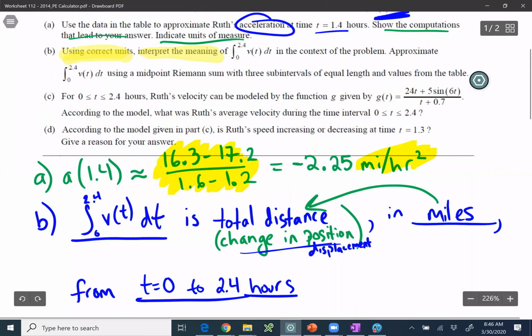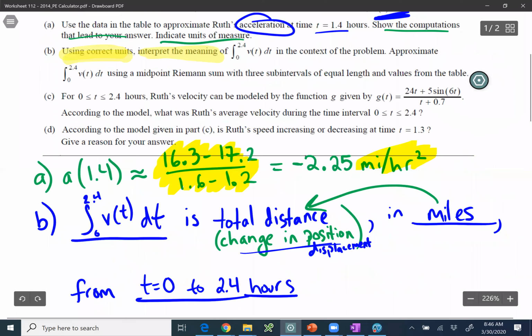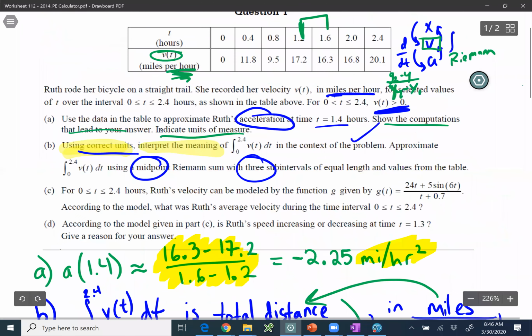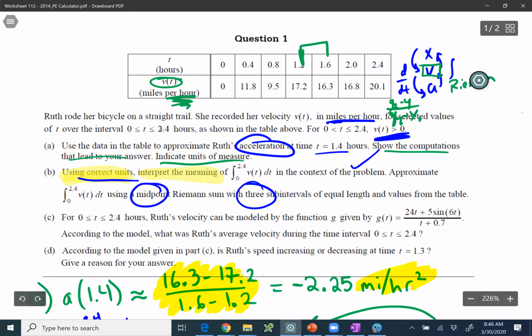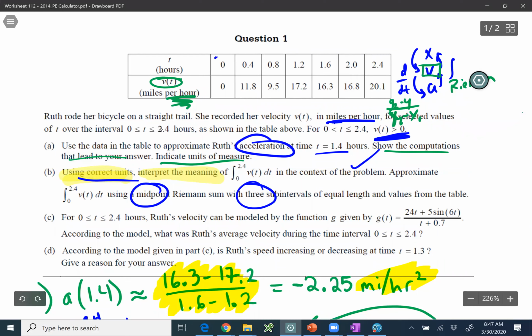So now let's make sure we're reading everything, right? First they asked us to interpret the meaning using units. We did that. Okay, next, approximate the integral using a midpoint Riemann sum with 3 subintervals. So first, we're going to look at those 3 subintervals. 3 subintervals means we're going to go 1, 2, 3, every other one.